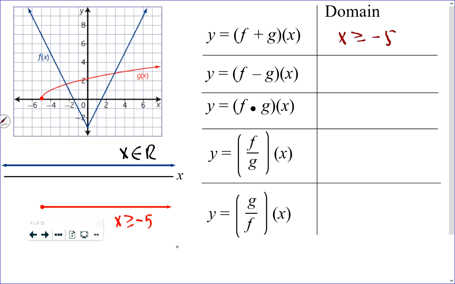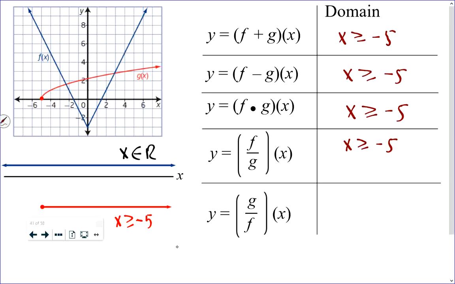The same would be true for f of x minus g of x. You can only take the y coordinate on f and subtract the y coordinate on g if they both have y coordinates, and they both have y coordinates in that domain. The same with the product. You cannot multiply the y coordinates unless they both exist. Now what about f of x over g of x? Well, you can only divide the y coordinates where they both exist, except that at x equals negative 5, the y coordinate of g of x is 0.